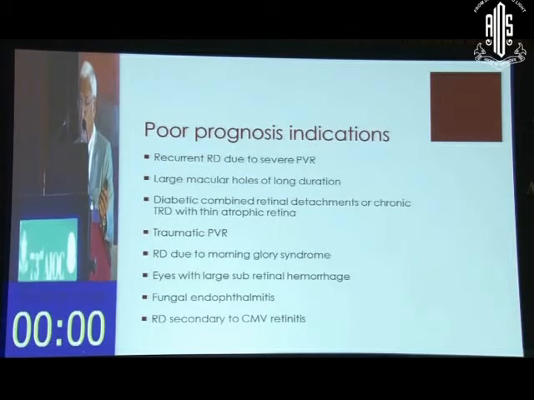Large macular holes of long duration, sometimes they don't close at all, or even if they close, the visual recovery is very poor. Diabetic combined detachments with very thin atrophic retina, they do very poorly, because during surgery, a lot of retinal breaks occur, as well as after surgery, they don't seem to recover good vision. Traumatic proliferative retinopathies do very poorly because of the propensity for reproliferation.